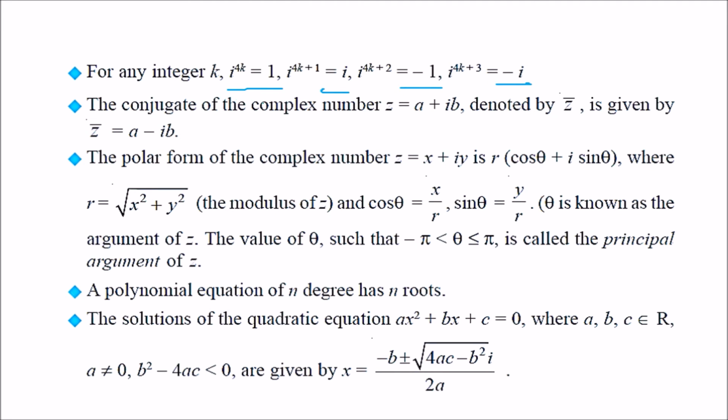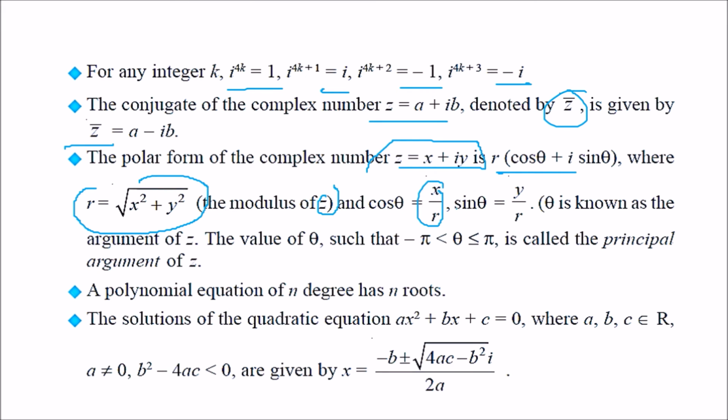The conjugate of the complex number z equal to a plus ib is denoted by z bar, and z bar is equal to a minus ib. The polar form of the complex number z equal to x plus iy is r cos theta plus i sin theta. This r is under root x square plus y square, the modulus of z. Cos theta is x by r, sin theta is y by r, and theta is known as the argument of z. If the angle theta is between minus pi and pi, it is called the principal argument of z.